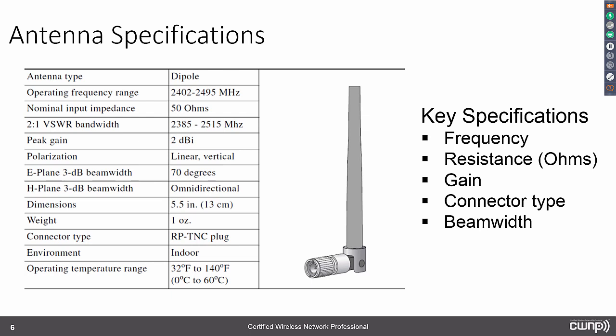And so with a 70-degree E-plane beam width, or vertical beam width, what we're seeing is a fairly low gain omnidirectional antenna. Higher gain omnidirectional antennas will have a lower degree in E-plane beam width. So this is actually a pretty standard dipole kind of antenna that we're looking at here.